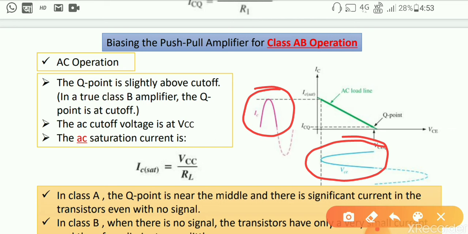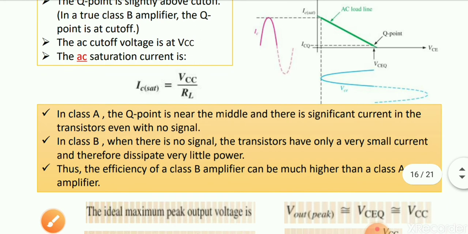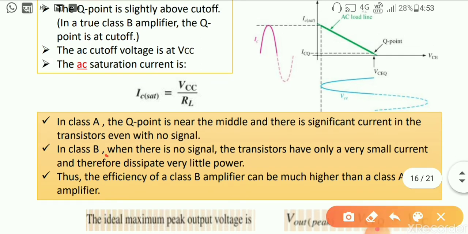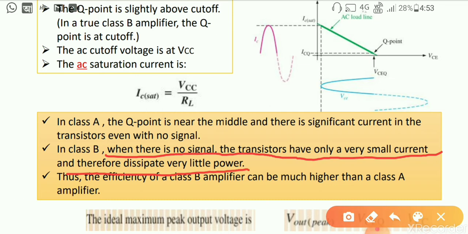Okay. So in class A, the Q point is near the middle and therefore there is significant current in the transistor even with no signal. But for class B, what happens? With no signal, the transistor has only a very small current and therefore dissipates very little power. Thus, the efficiency of the class B amplifier can be much higher than the class A amplifier.